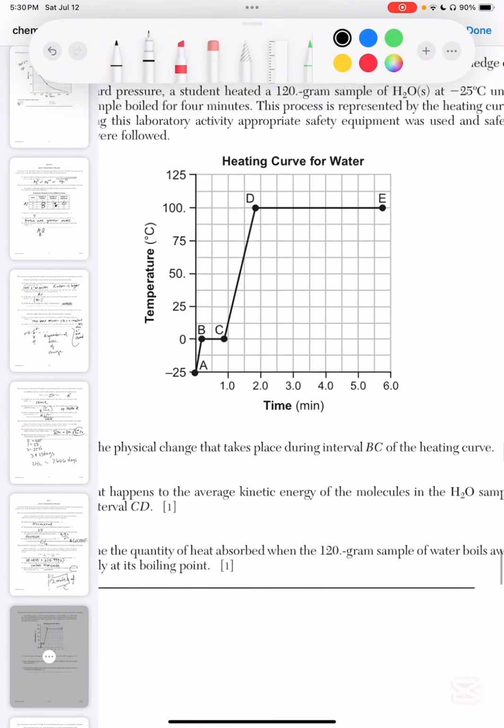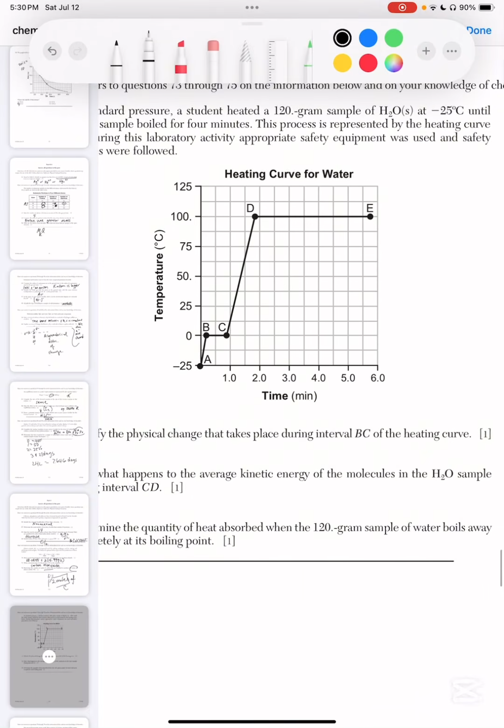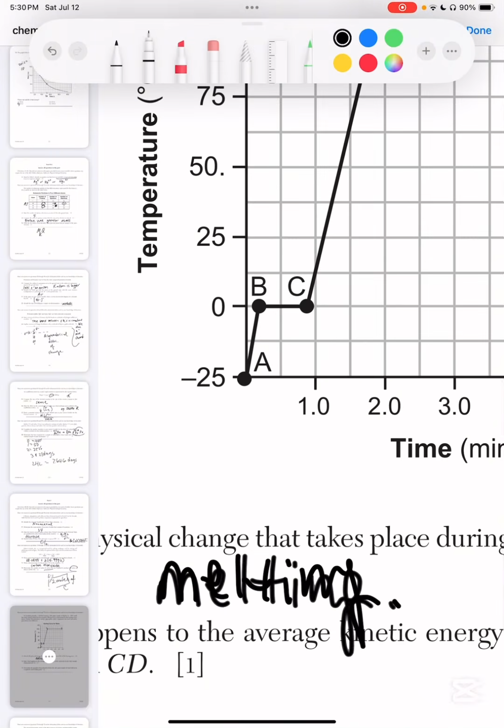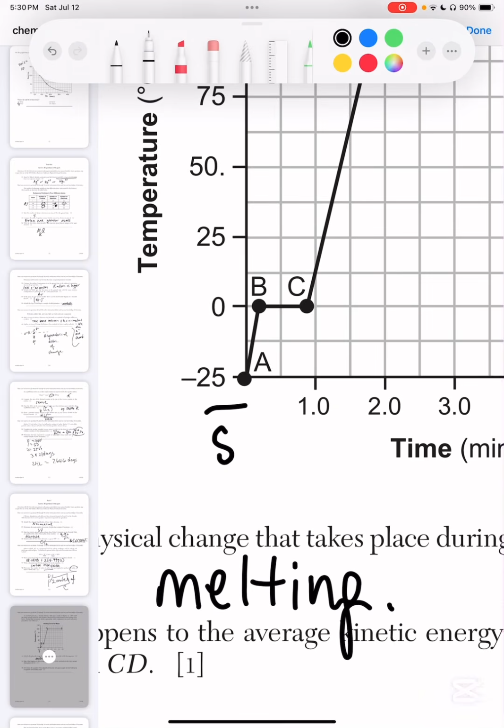Identify the physical change that takes place during interval BC of the heating curve. Melting takes place. The reason for that is, here you start in the negatives, that means you're a solid, and then from A to B you see the increase in temperature, which means the sample is getting warmer, gaining kinetic energy. And then when the graph shows a zero slope, that means the potential energy is increasing and it's going from a solid to a liquid, and the temperature is not changing during that phase change itself.